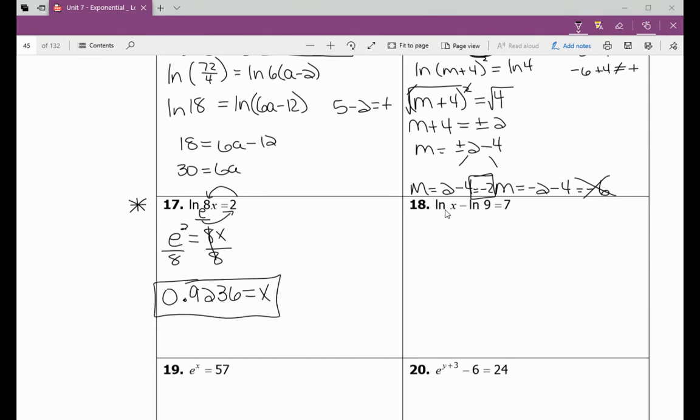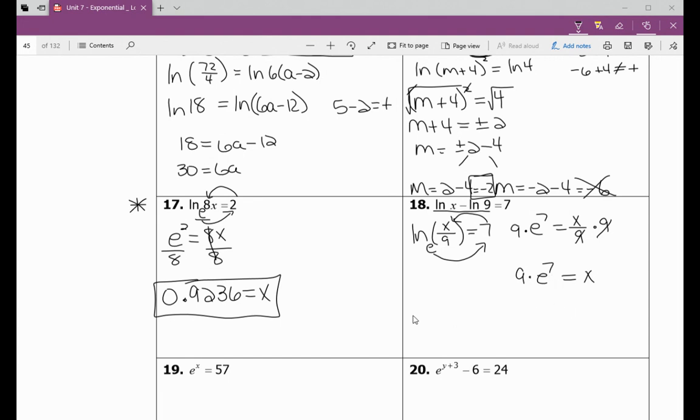I am going to have to use my properties to condense this, so I get natural log of x divided by 9 equals 7. I am going to have to rewrite this in exponential form. So e to the 7th equals that fraction. Then I'm going to multiply both sides by 9 to cancel the denominator. So x is going to be whatever 9 times e to the 7th is.